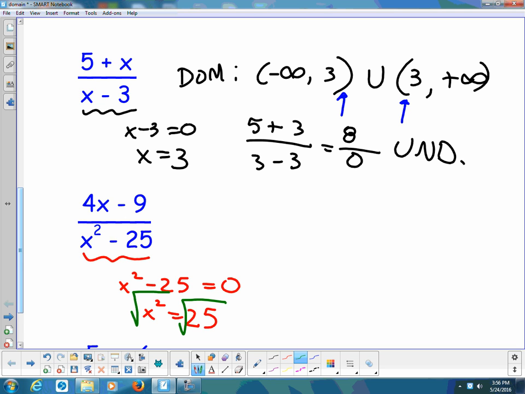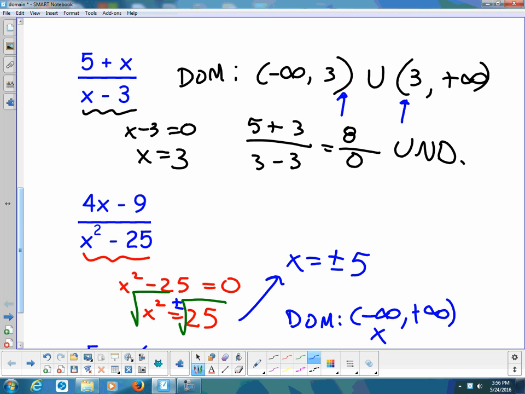Do you remember that if you're taking the square root of both sides in the equation, you need to remember the plus or minus? So we would get x equaling plus or minus square root of 25, which is 5. That means we need to kick 5 out of the domain, and we need to kick negative 5 out of the domain. So in this case, we could say the domain is all real numbers, negative infinity to positive infinity. x cannot equal 5, and x cannot equal negative 5.